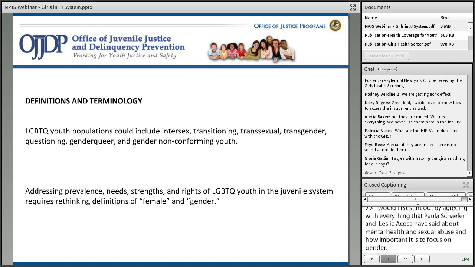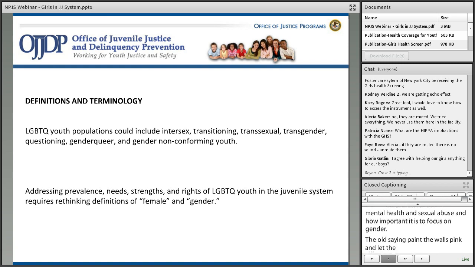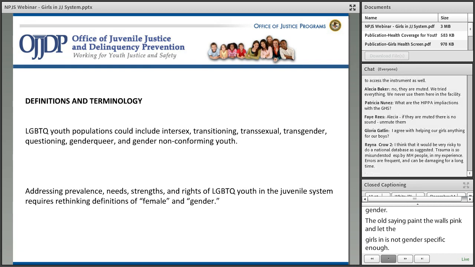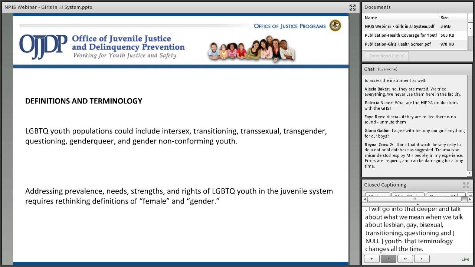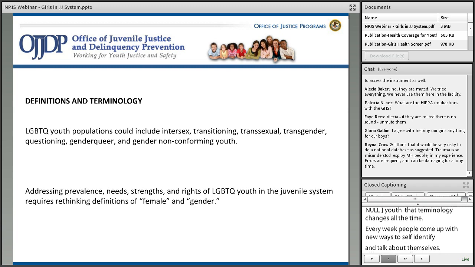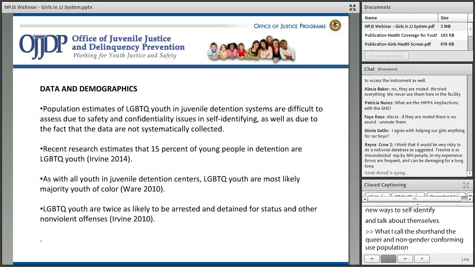So I want to go into that a little bit deeper and talk about what we mean when we talk about lesbian, gay, bisexual, transitioning, questioning, and queer youth, because the terminology changes all the time. Young people are every week coming up with new ways of self-identifying and talking about themselves. And so these, what I could call, to shorthand, queer and non-gender conforming youth populations, could include intersex youth, transitioning, transsexual, transgender, questioning, genderqueer, gender nonconforming, and I'm happy to discuss each of those individually if folks have more questions.